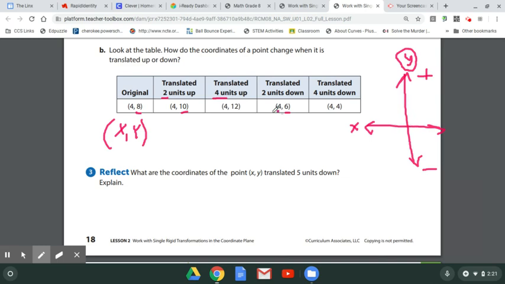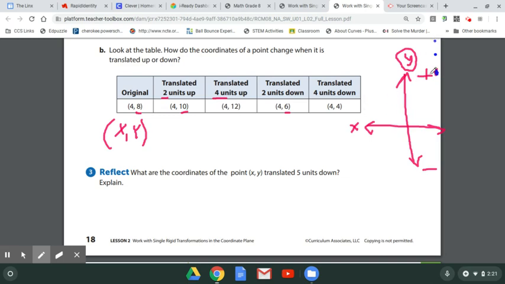Here's the point. 4, 8. 1, 2, 3, 4, up 8. 1, 2, 3, 4, 5, 6, 7, 8. There is the point 4, 8. Okay? So we have the point 4, 8 right here. And if we go up 2 units, we get to here, which would be 4, 10. Now, if we went up 4, we would have gotten up to here, which would have been 4, 12.